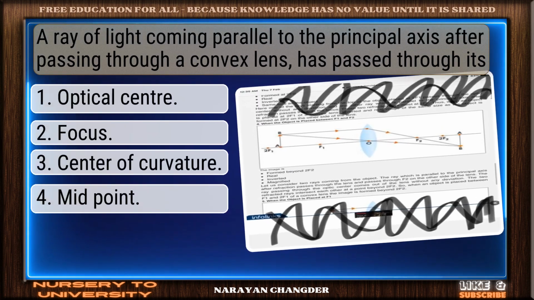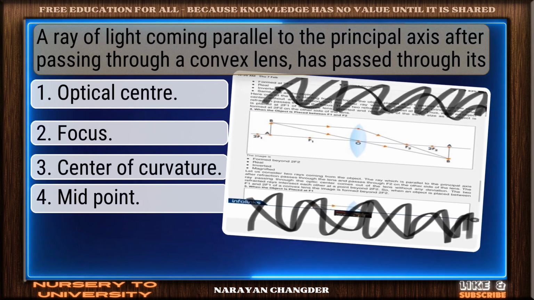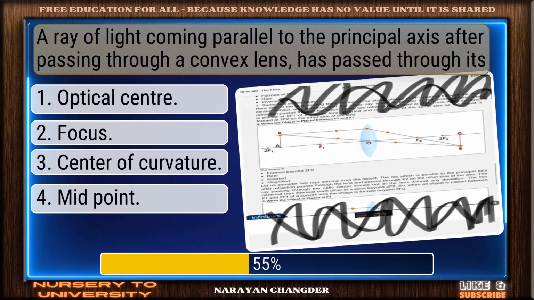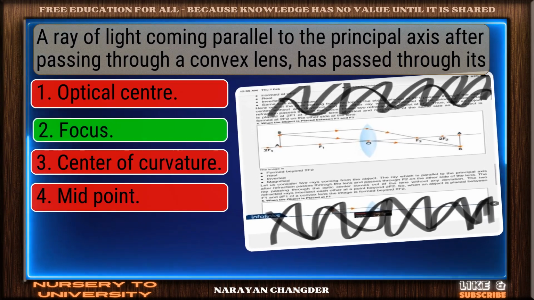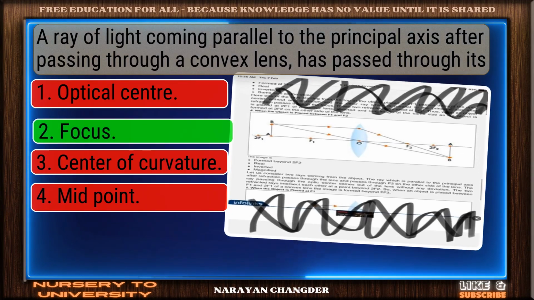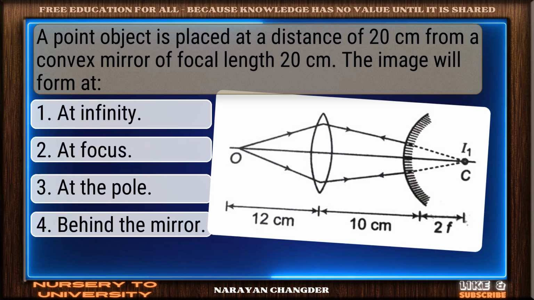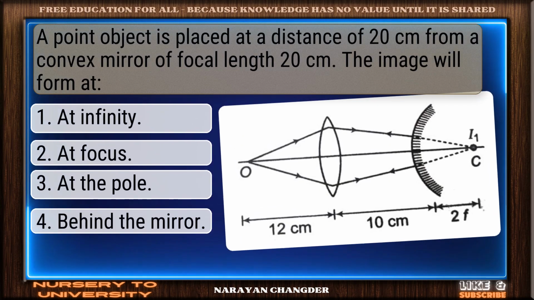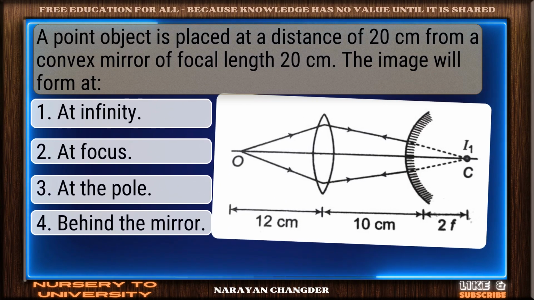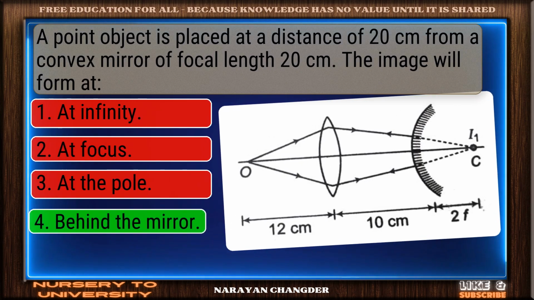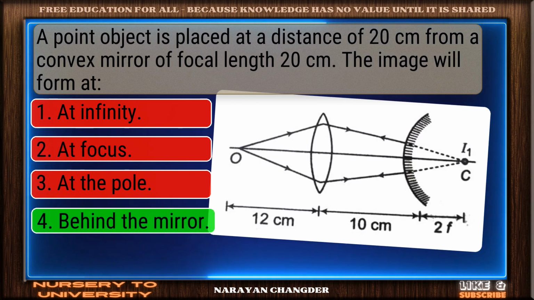A ray of light coming parallel to the principal axis after passing through a convex lens has passed through its... Sharp thinking. Focus is the right choice. A point object is placed at a distance of 20 cm from a convex mirror of focal length 20 cm. The image will form at... Smart pick. Behind the mirror is the correct choice.